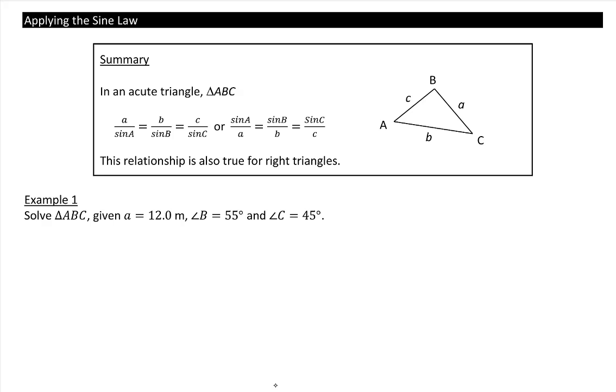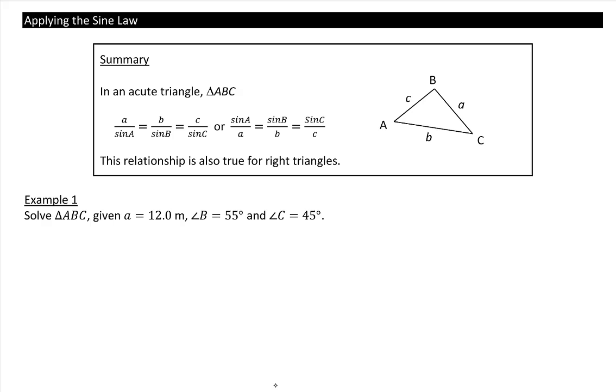In our last unit, we looked at solving right triangles. In this unit, we're going to look at solving non-right triangles. So in that scenario, we cannot use our primary trigonometric ratios: sine, cosine, and tangent. However, there are two laws we're going to look at. The first one is called the sine law.